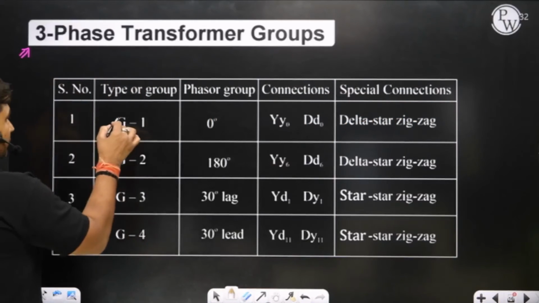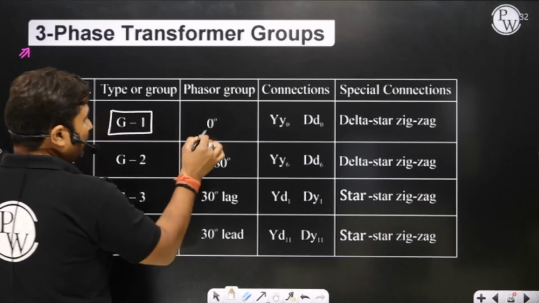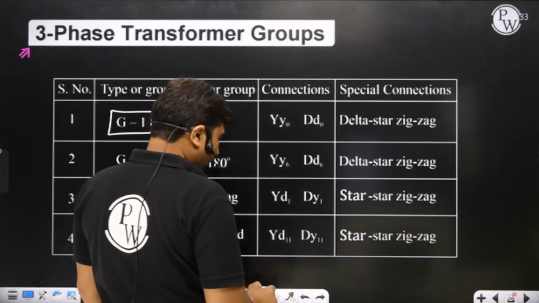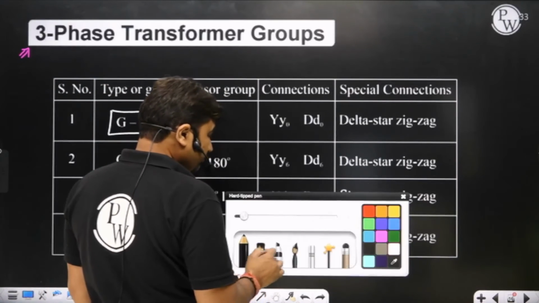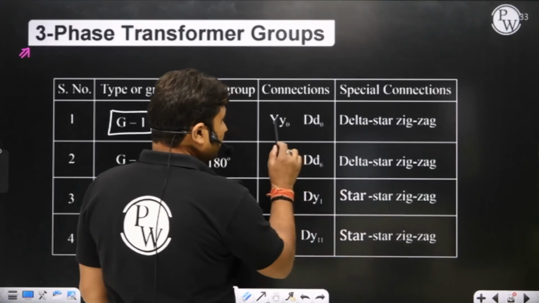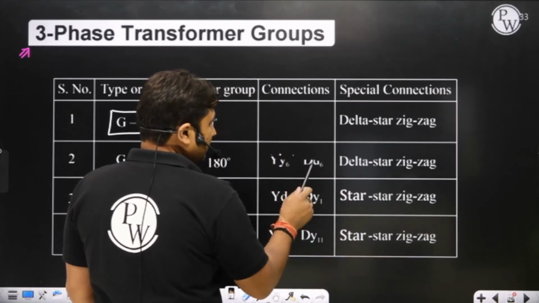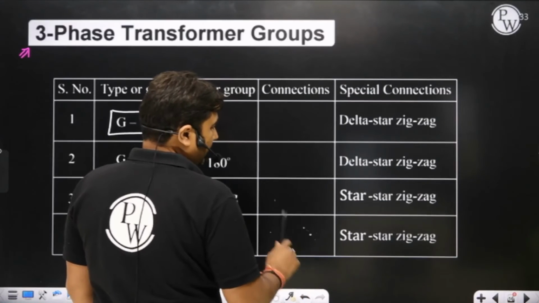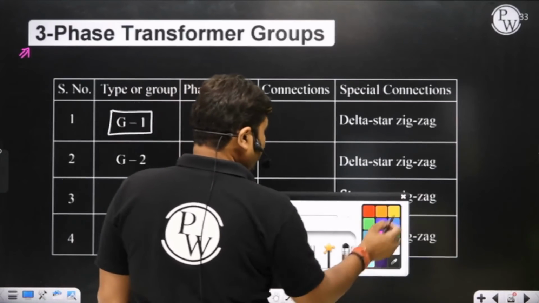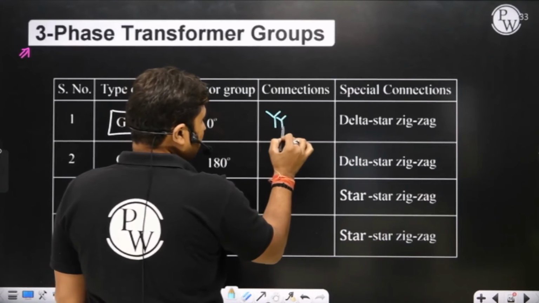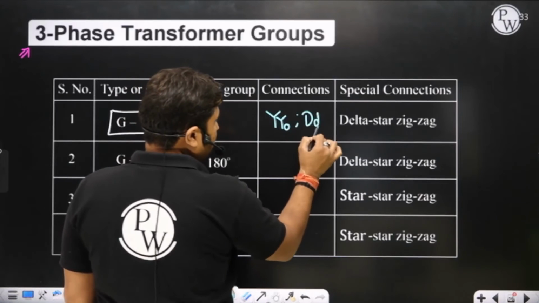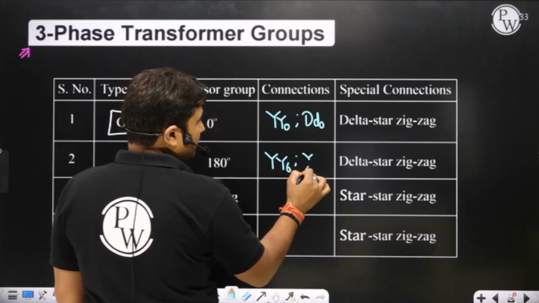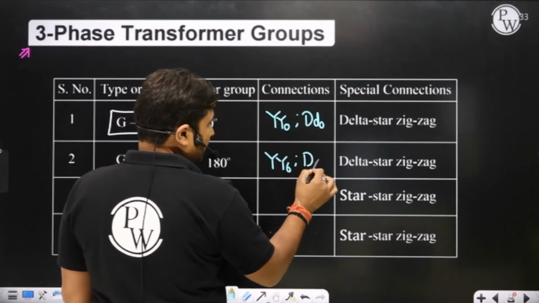So, 3-phase transformer phasor groups. Please observe. First is group 1. Group 1 is called a 0-degree group. In a 0-degree phasor group, the possible connections are star star 0 and delta delta 0 connection. In a 180-degree phasor group, the possible connections are star star 6 and delta delta 6.